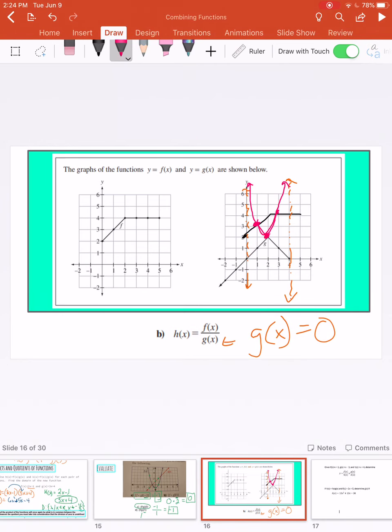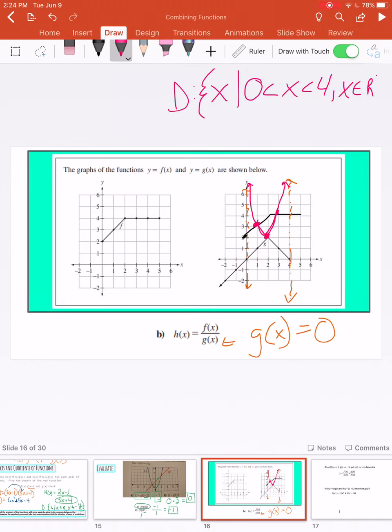So we could find our domain and range from here. Our domain would just be that x is greater than 0 and less than 4, right? It can't equal because of those asymptotes. So I would just say x is greater than 0, less than 4, for x an element of all real numbers. And then my range for this graph, y is greater than or equal to 2 because that's the minimum point there, where y is an element of all real numbers.